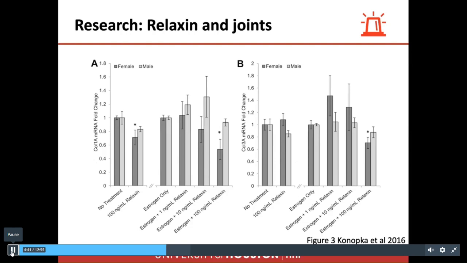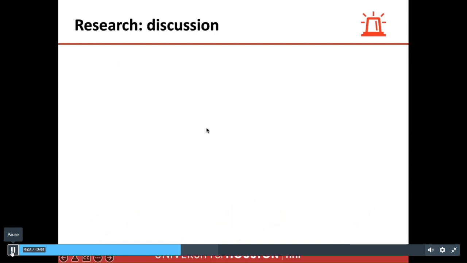If you look at this figure, these ones here with the little stars, those are the significant differences between the males and the females. And those were the ones that included 100 nanograms per mil of relaxin, so the higher dose. They did some smaller doses of relaxin, and those were not significant, but the high dose relaxin, whether or not it was with estrogen, did have significant differences between the males and the females.